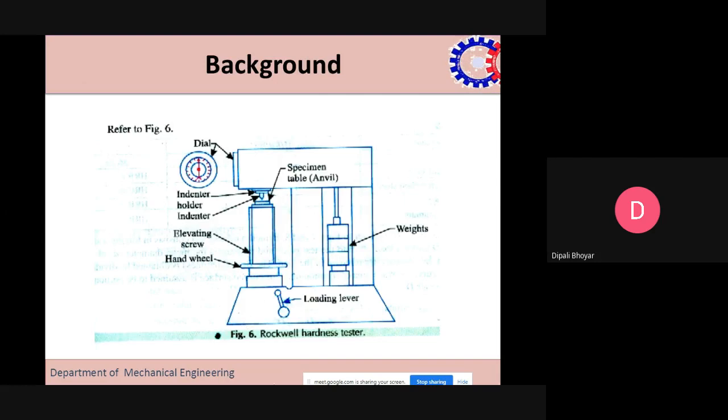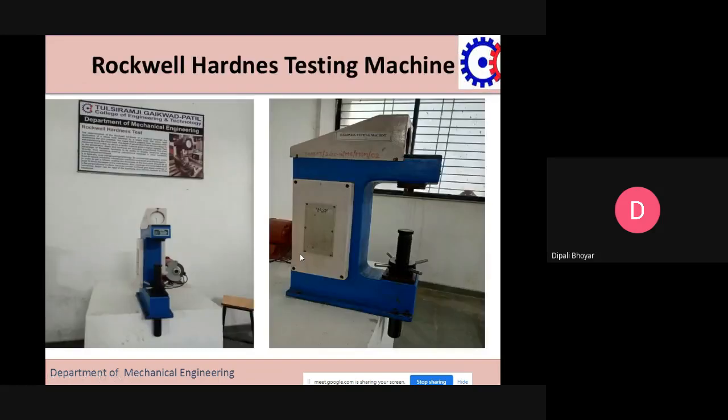This is the loading lever, which is used to apply the load, minor load or major load. Once we put the loading equipment here, we have to apply that load. With the help of this loading lever we apply the load, and accordingly we get the impact on the surface of the specimen, and we measure the depth of penetration using this dial indicator and find out the hardness. Okay, so these are the images of the setup of a Rockwell hardness testing.